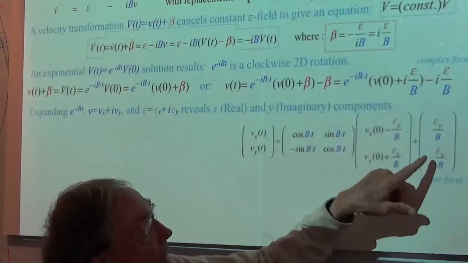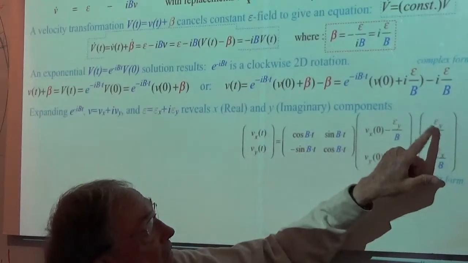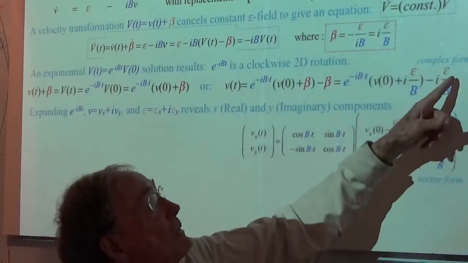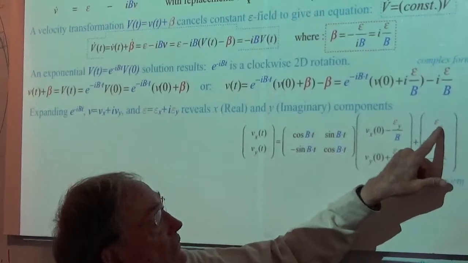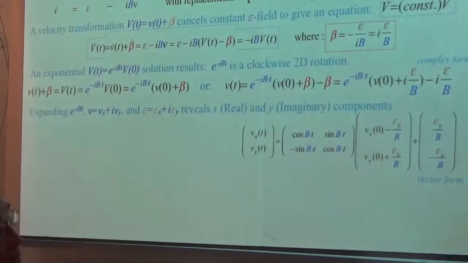I end up with the x component down here with a minus sign, and the y component up here, minus i times plus i is a plus 1. Minus i times minus i then is a minus. So there's a vector form, the complex form of the velocity.